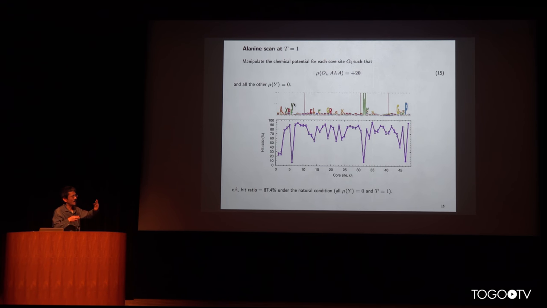And other sites can adopt any residues, so that their distributions are consistent with this perturbation. In this experiment, I changed this potential for each site in turn, and you will find that some better conserved sites show very low heat ratio. Heat ratio means the fraction of sequences that are significantly similar to the natural sequences. So for these sites, the conservation is very important. But for less conserved sites, this perturbation doesn't affect much.